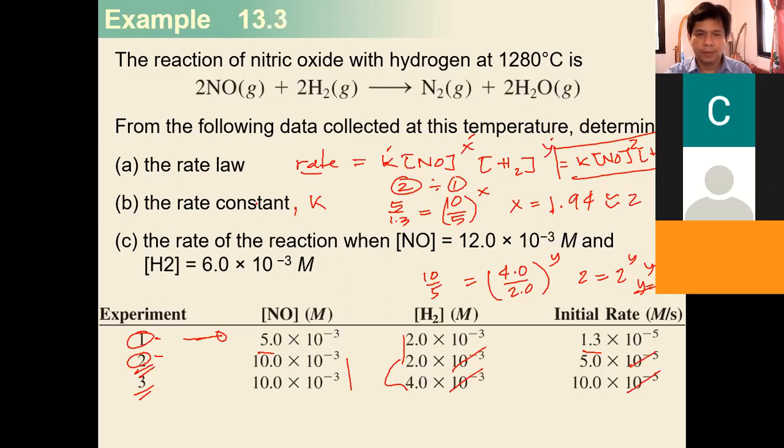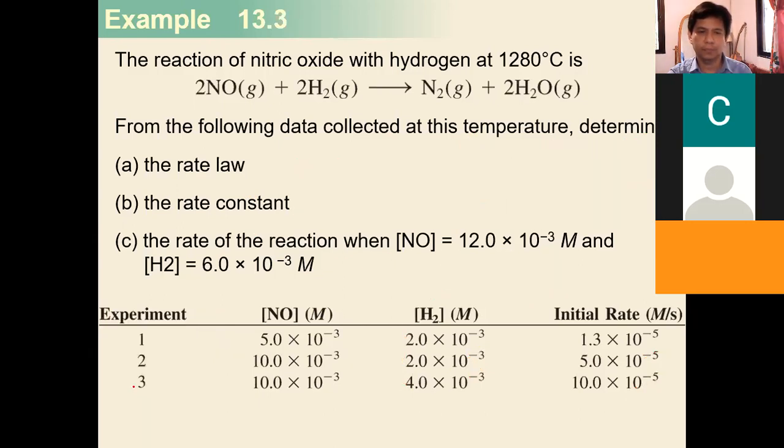No? So, clear natin. Ano? Tandaan niyo lang NO squared H2. So, ito yung na-determine nating rate law. Rate is equals to K times concentration of NO squared times concentration of H2. Tapos substitute na. We're going to use experiment number 1 data. So rate is 1.3 times 10 to the minus 5. Dito tayo, no? Rate constant is sinasolve natin.